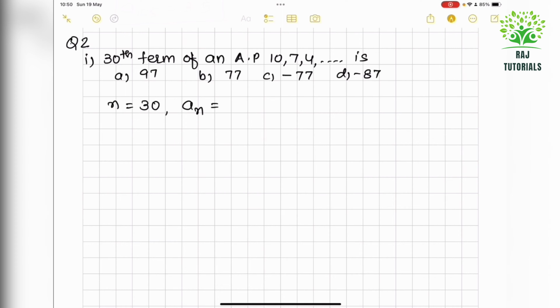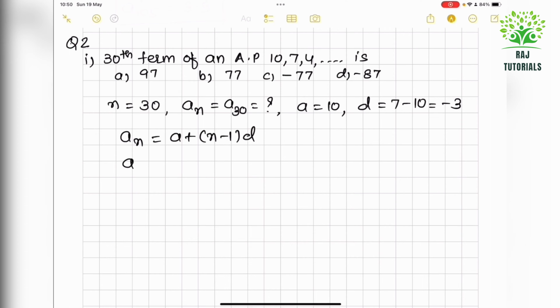A30 is what I have to find. Then a is 10, d is 7 minus 10, so minus 3. Now using the formula a_n equal to a plus (n minus 1)d, so A30 equal to a plus (30 minus 1) into d, which is 10 plus 30 minus 1 into d.